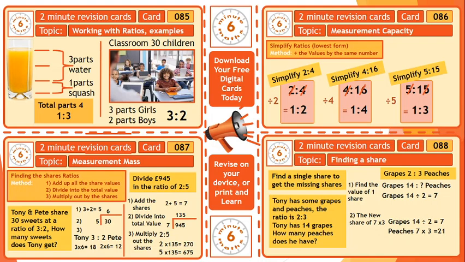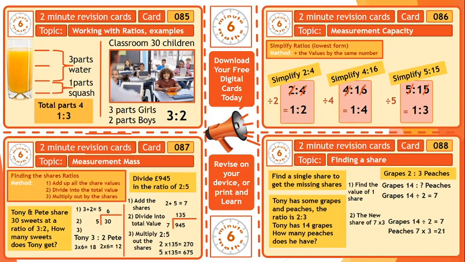Let's look at card 87. And this is where we're working out shares. And there's 2 examples on there. The method we need to remember is we add up all the shares values, divide them into the total value, and then multiply the shares out. So I'll do 945 in a ratio of 2 to 5. What that really means is £945 is going to be split in 2. Someone's going to get 2 lots, someone's going to get 5 lots. So altogether there'll be 7 lots, and they'll add up to 945.